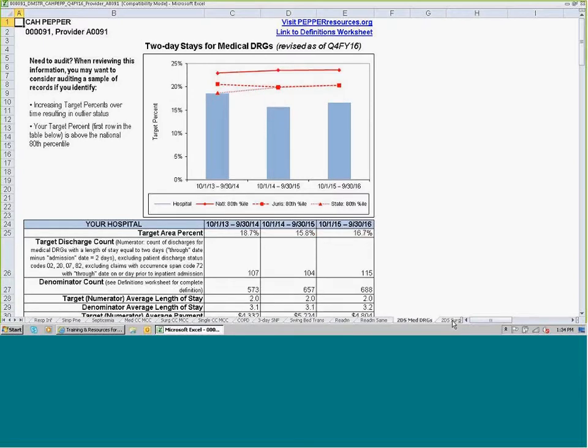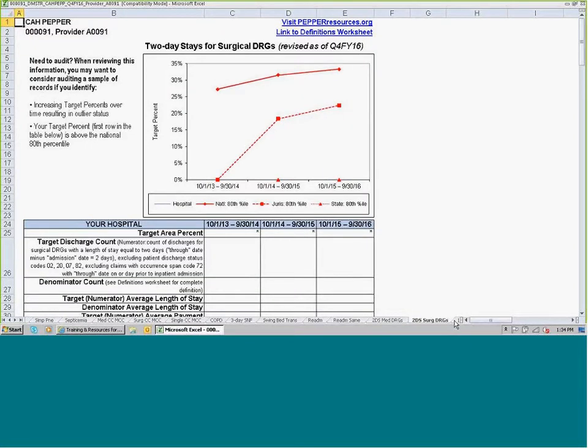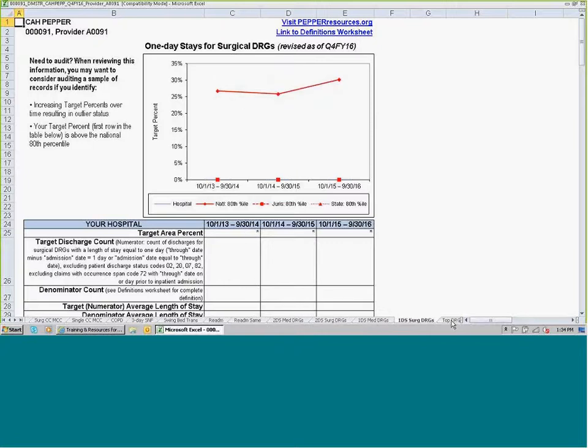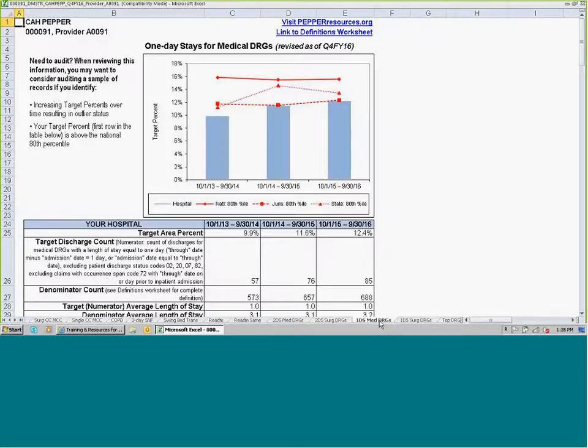And we're getting into the 2-day stays. These are the short stay target areas. 1-day stays for surgical. Something else that I didn't mention while we were talking about comparing the surgical and medical DRGs.